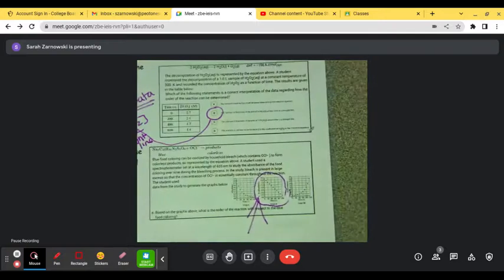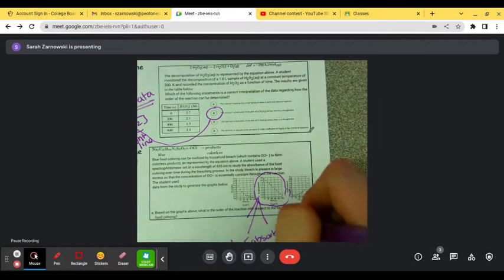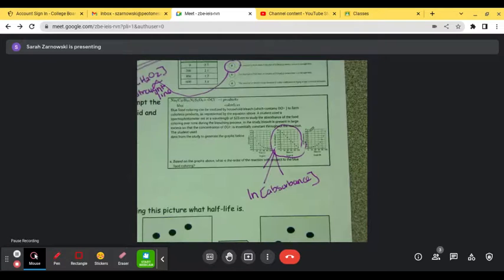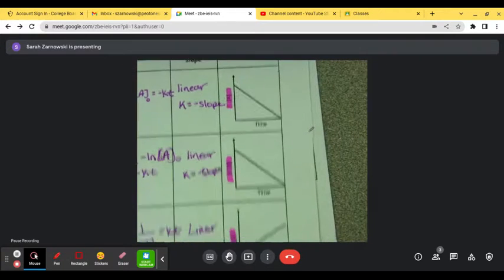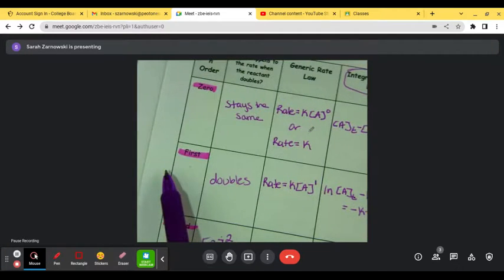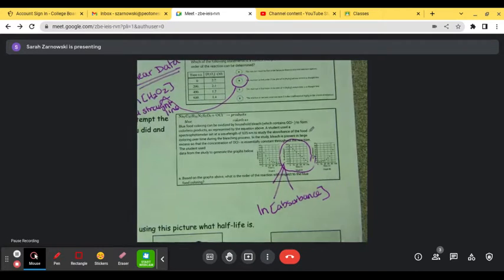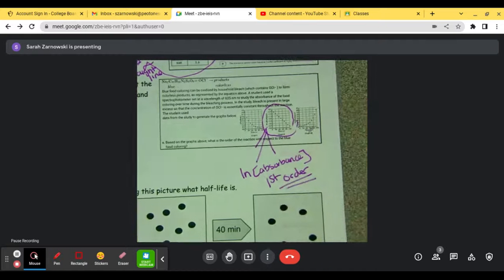natural log of the absorbance. I'll write that out. That's what that says. Okay. So natural log of the absorbance, those are the units. If I flip to the front side, which one has those units out of these three graphs with the straight line? Well, ln, that means it has to be first order. And it's a decreasing slope too, so that's good. First order because of the units.